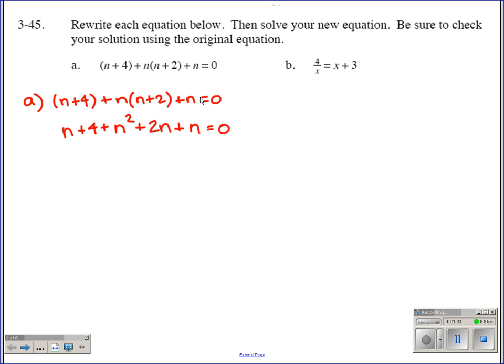Make sure you don't forget this is an equation. You can't just forget about the equals 0 part. Next, I can go ahead and combine my like terms. I know that I have an n here, I have two n's here, and I have an n here. So it'd be a total of 4 n's. So I have n squared plus 4n plus 4 equals 0.